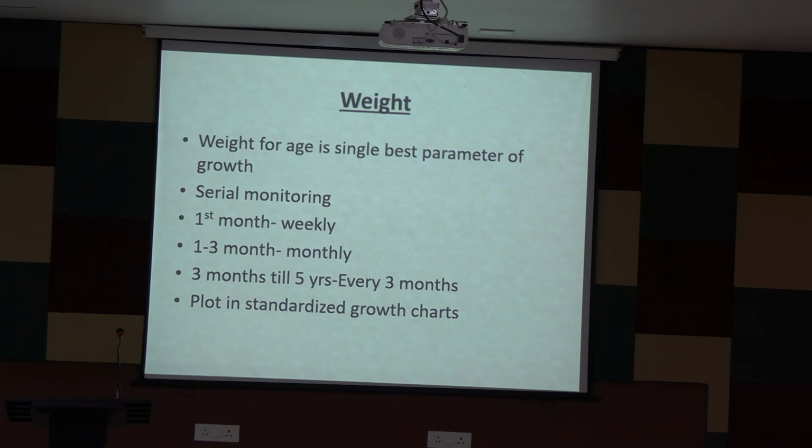Weight is the single most important parameter for monitoring growth, but one single measurement is not enough. Serial monitoring should be done. How frequently should the growth be recorded? For the first 4 weeks, it should be measured weekly. From 1 to 3 months, it should be measured monthly. From 3 months to 5 years, it should be measured 3 monthly, and these measurements should be plotted on a standard growth curve.